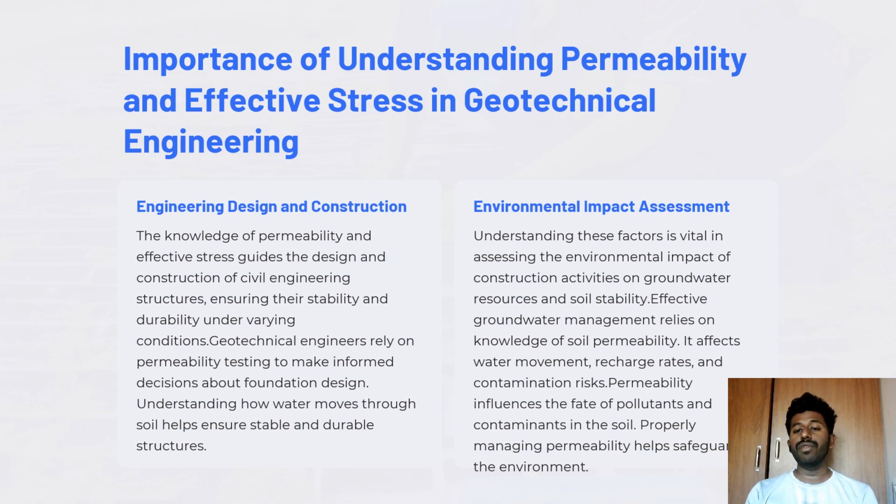What are the impacts on environmental impact assessment? Understanding these factors is vital in assessing the environmental impact of construction activities on underground resources and soil stability. Effective groundwater management relies on knowledge of soil permeability. It affects water movement, recharge rates, and contamination risk. Permeability influences the fate of pollutants and contaminants in the soil. Properly managing permeability helps safeguard the environment.